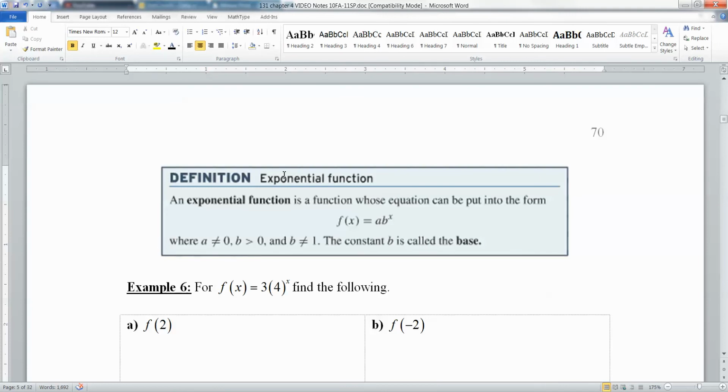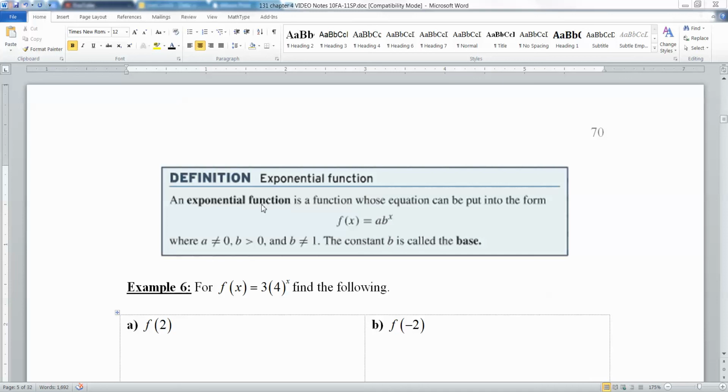Remember those we learned about in chapter 1. They mean every input goes to only one output, passes the vertical line test, all that good stuff. So it's a function whose equation can be put into this form: f of x equals a times b to the x. A cannot be 0. B must be greater than 0.